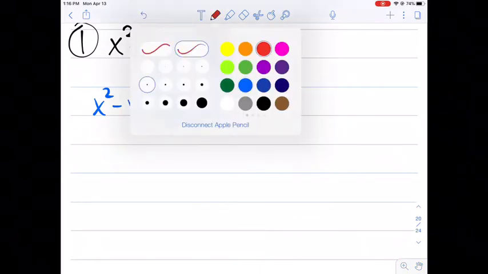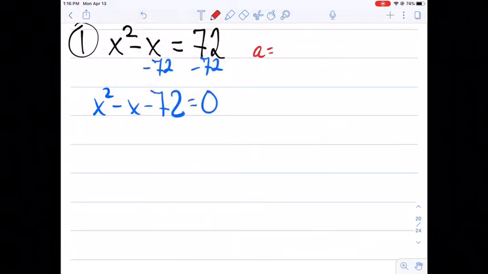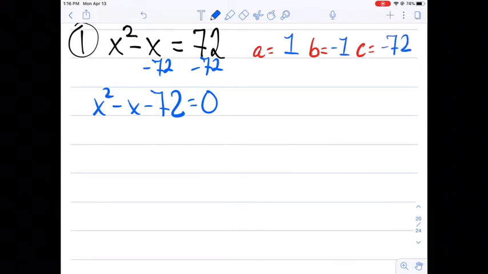Now I'm going to find the values of a, b, and c. I'll stop for a second. I want you to try to figure out what a, b, and c are, and then you can unpause and we'll go over it together. So pause for a second, figure out what a, b, and c are. Okay, so what you should have figured out was that a is 1, b is -1, and c is -72.